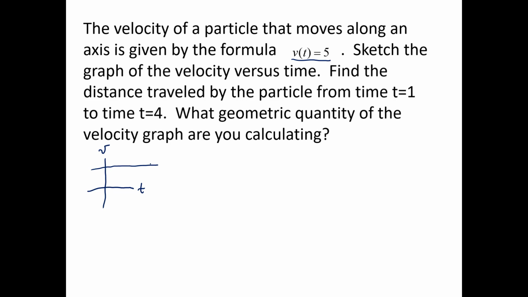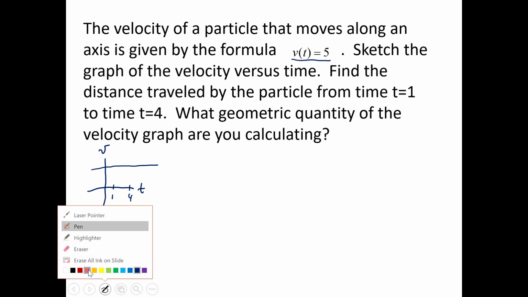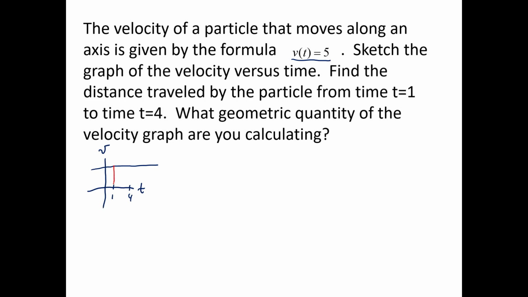And we're only interested in from the time t equals 1 to the time t equals 4. And what you see is that what you are looking at over that time interval is you're just looking at this part of the graph and you're looking at a rectangle, right? Now, what we're looking for again here is find the distance traveled by the particle from time t equals 1 to time t equals 4.